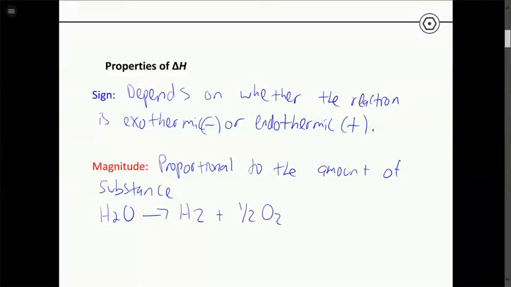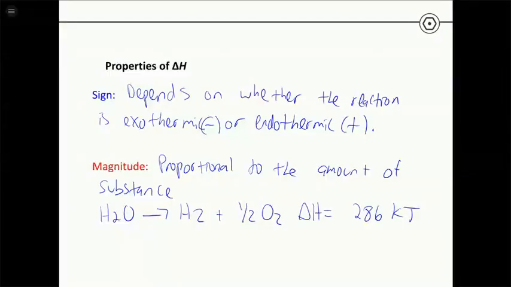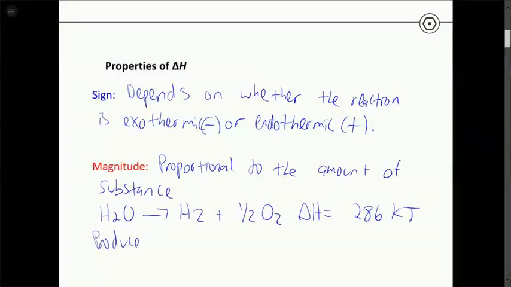So the delta H for this reaction is 286 kilojoules, positive, so it's an endothermic reaction. And what this number specifically means is that if we take 1 mole of water and we decompose it to make 1 mole of hydrogen and half a mole of oxygen, this is the enthalpy change, 286 kilojoules. So if we're going to produce 1 mole of hydrogen, that's going to be our enthalpy change. Delta H is going to be 286.